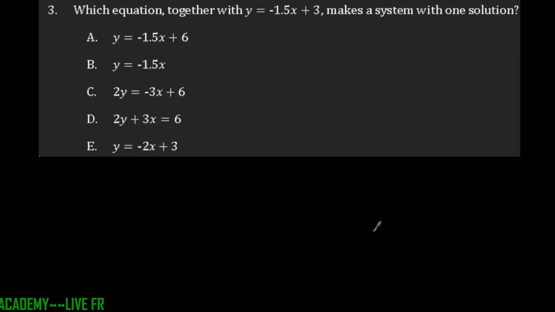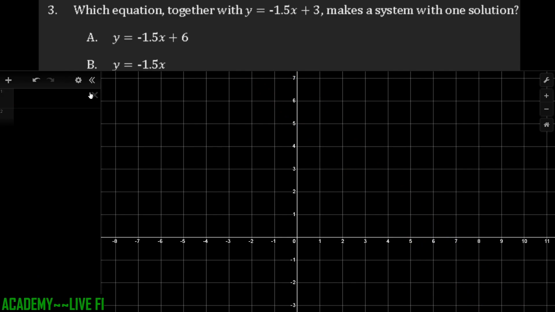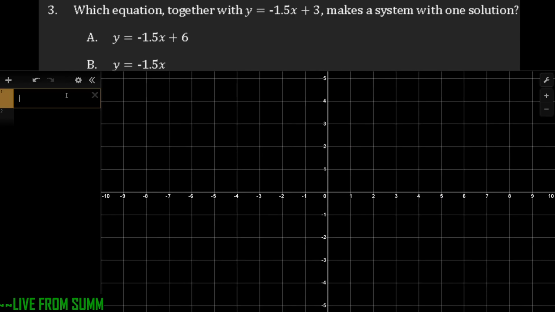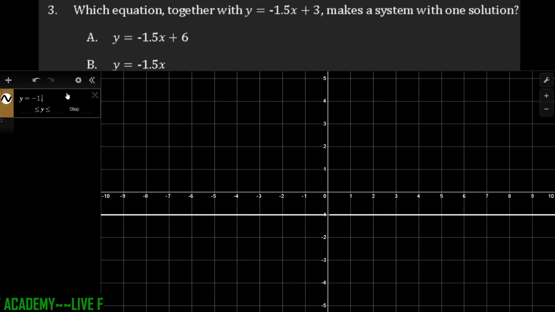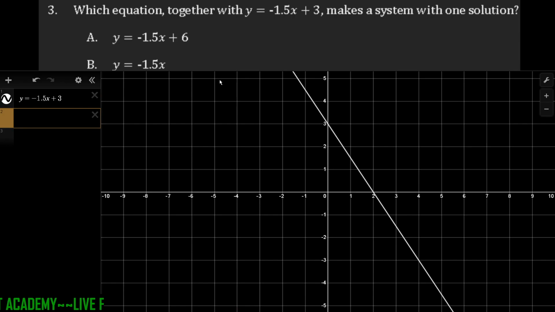All right, for number 3, it says which equation together with y equals negative 1.5x plus 3 makes a system with 1 solution. So let's try graphing out. So what I'm going to do is this. Let's enable our picture. So we're talking about the equation. It's saying, given the equation y equals negative 1.5x plus 3, it's saying, okay, what is going to be a solution for, or what makes a system with 1 solution?